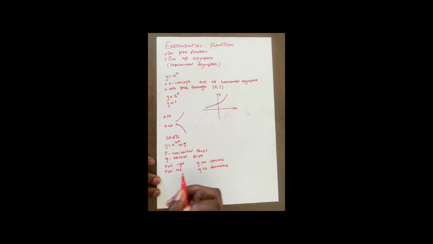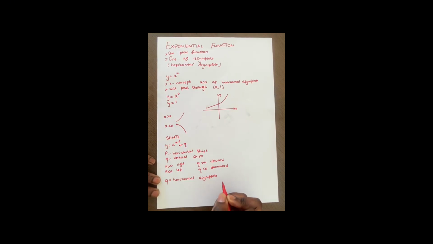All right, so which one is your horizontal asymptote? Remember, I told you that an exponential function has only one asymptote. So q will be your horizontal asymptote.